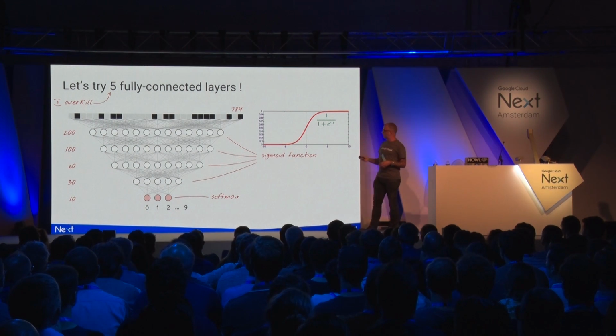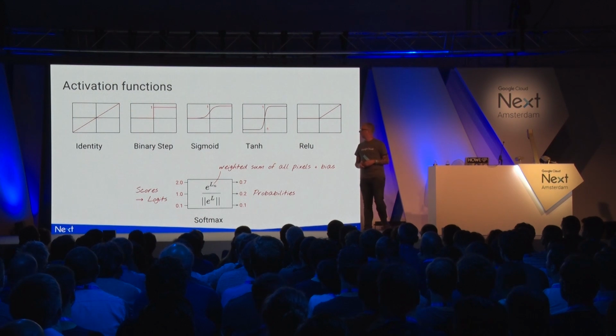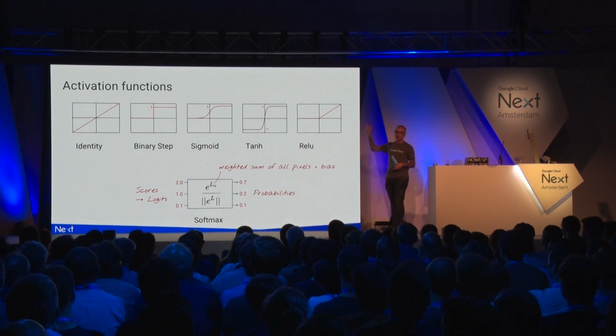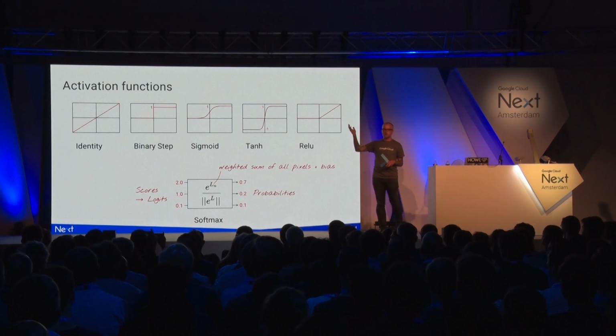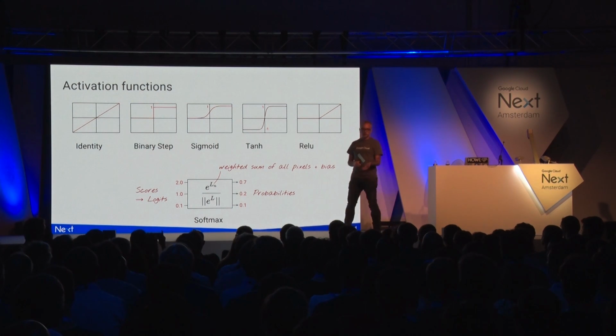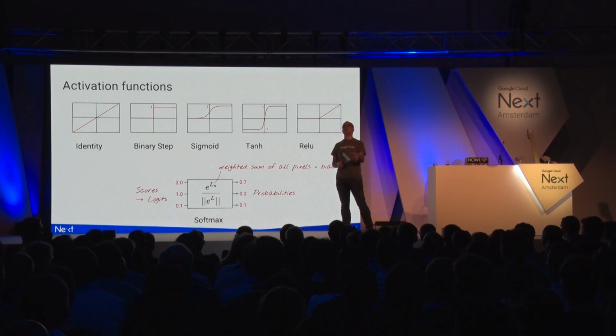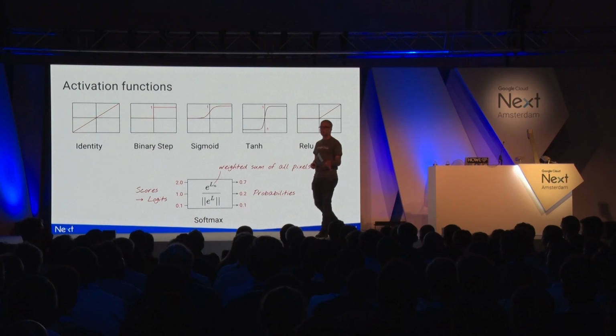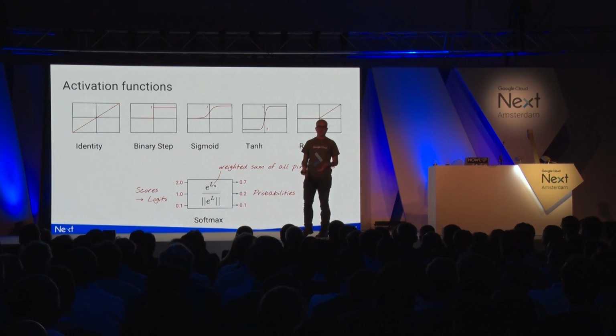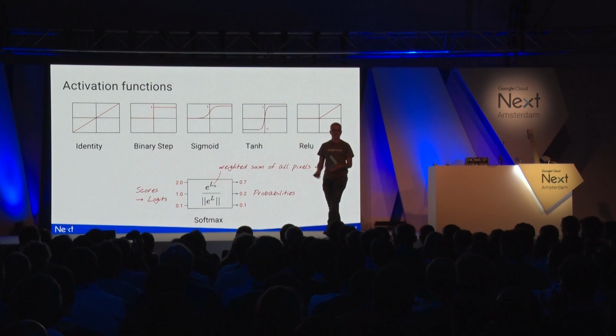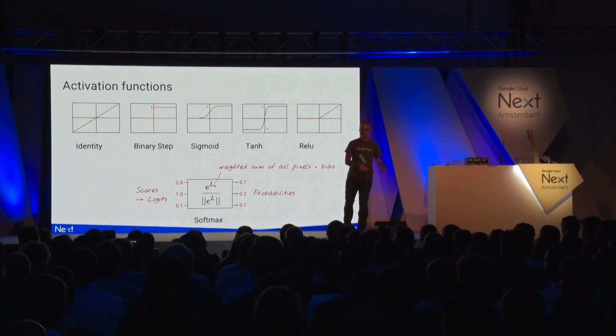What does an activation function do? What's it all about? So let's have a look here. At the top row here, these are all the different kinds of, let's say, common activation functions. The most easy activation function is identity. You know, what you put in, you get out. So you put in 10, you get back 10. You put in minus 10, you get back minus 10.